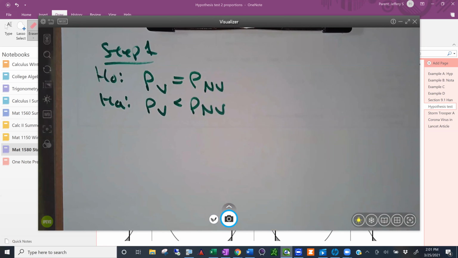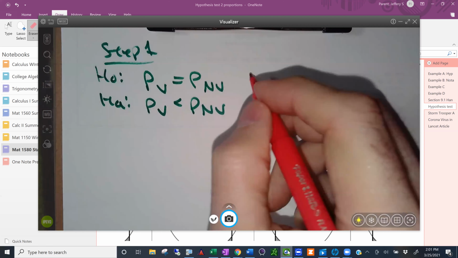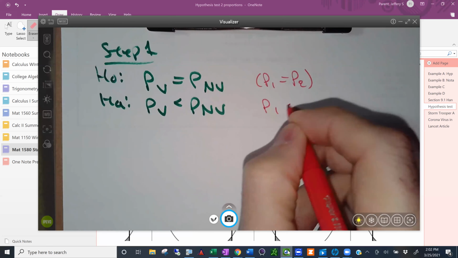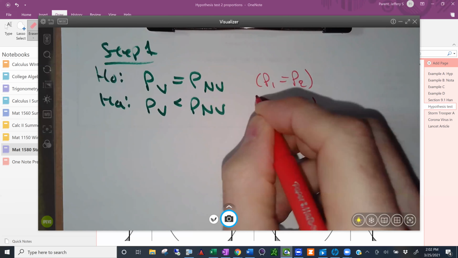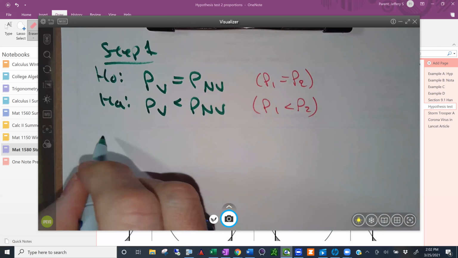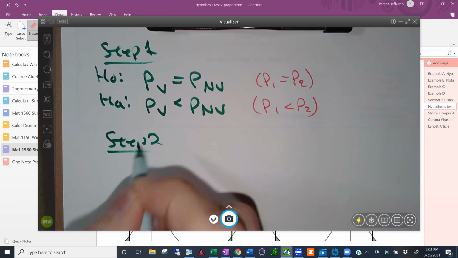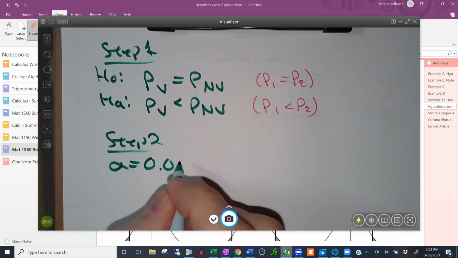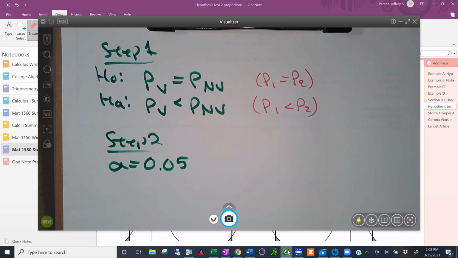Now in Statdisk, it'd probably be P1 equals P2 and P1 is less than P2 is how you end up having to write it. We're going to perform this test at the 5% significance level. We should probably even do it at the 1% significance level, but we got 5 here. That's fine. I'm sure that given the significant numbers, we'll find a difference.